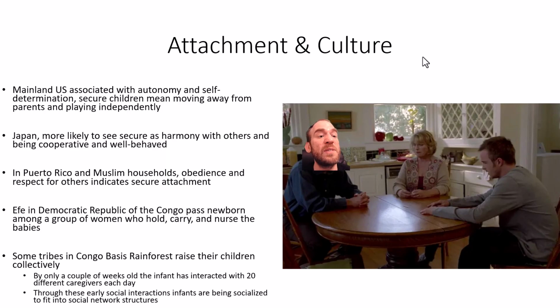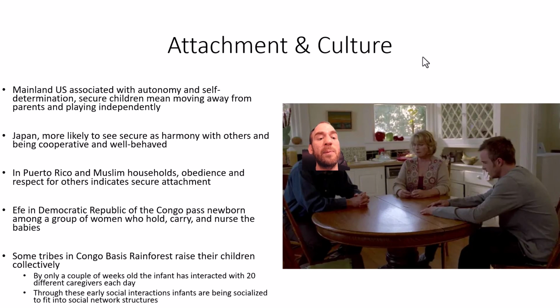So let's jump into some specifics. In mainland U.S., which is associated with autonomy and self-determination, broadly speaking, secure children move away from parents and play independently. In Japan, people are more likely to see secure attachment as harmony with others and being cooperative and well-behaved. In Puerto Rico and Muslim households, obedience and respect for others indicates secure attachment.